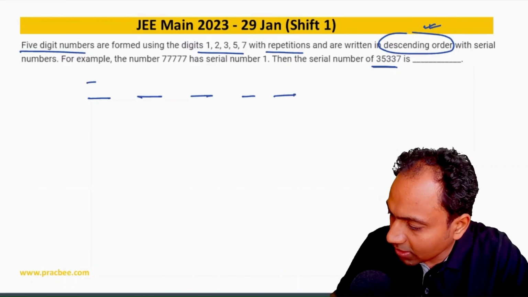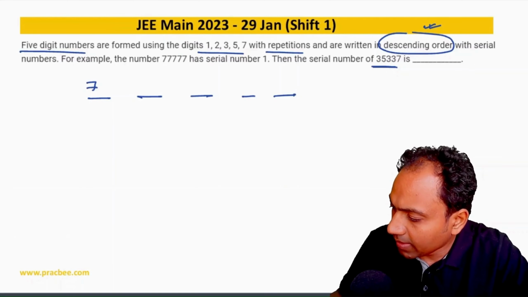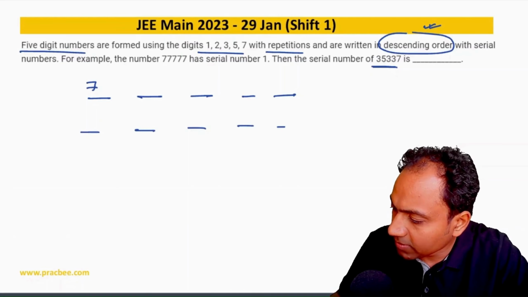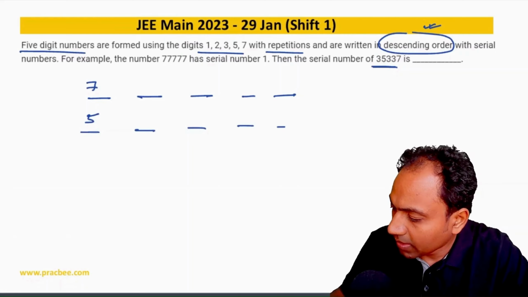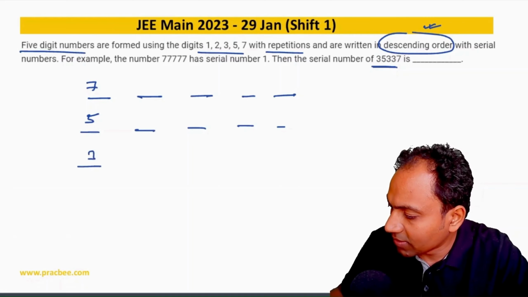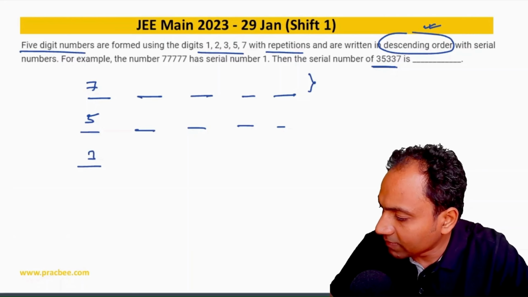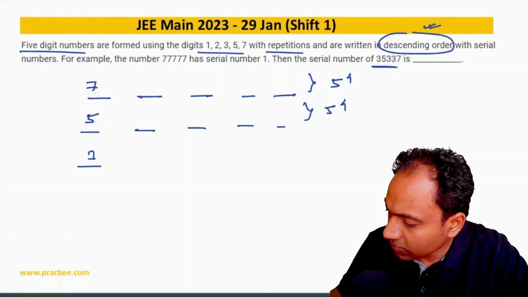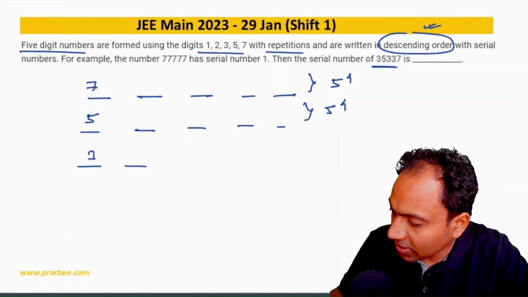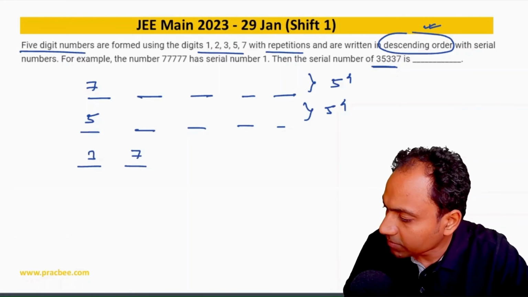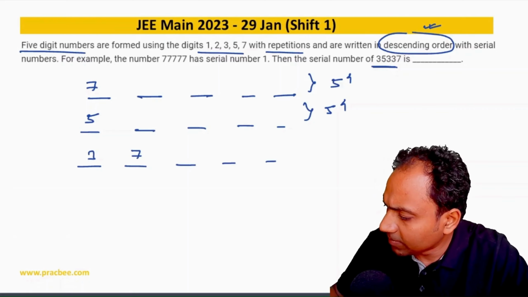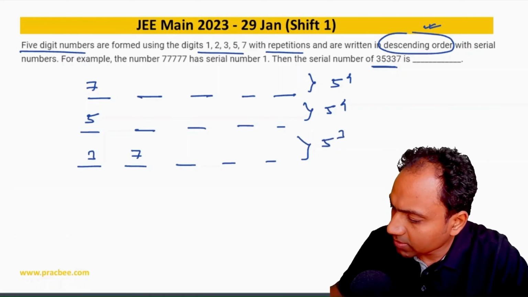So I need to start with 7 here. And then you can see that the next iteration that will happen will have 5 here. And we need to reach 3. So after 3 we can stop. Now this can be done since repetition is allowed and we have 5 digits. So 5 raised to the power 4. This can be done in 5 raised to the power 4. Now here again we'll start with 7. And after that we need to reach 5. Then there are 3 places to be filled. So 5 raised to the power 3.